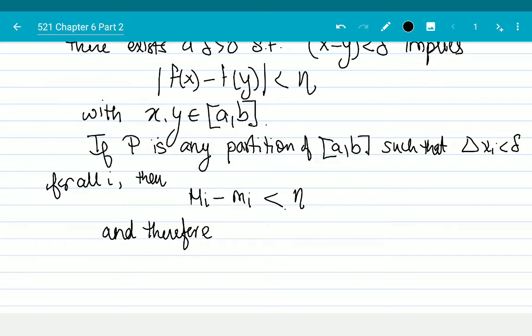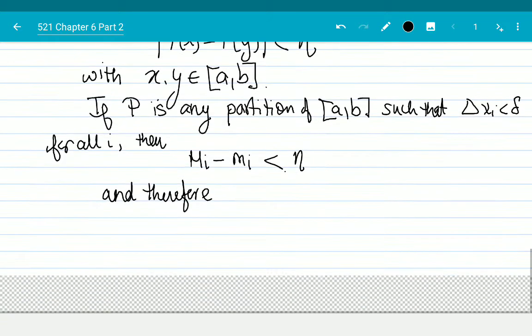Yeah, it's eta. I don't know why I keep calling it nu. I know I keep calling it nu because it looks like an n, but it's an eta.